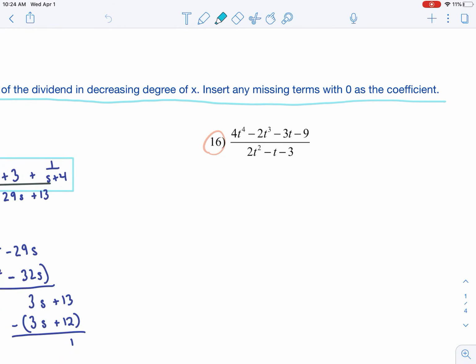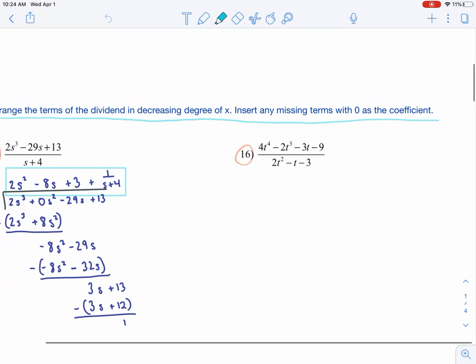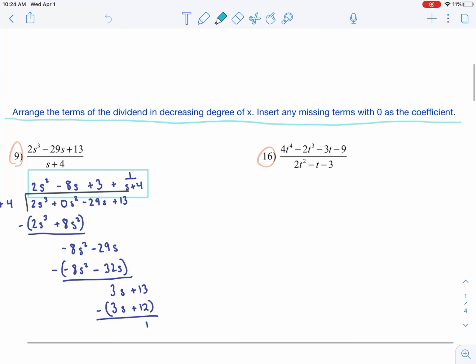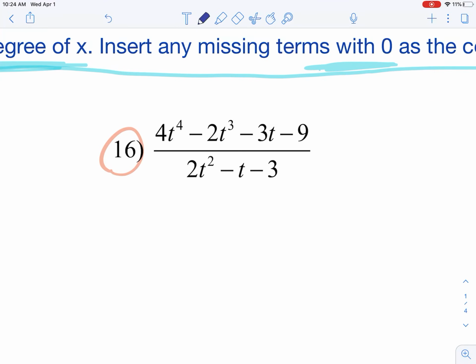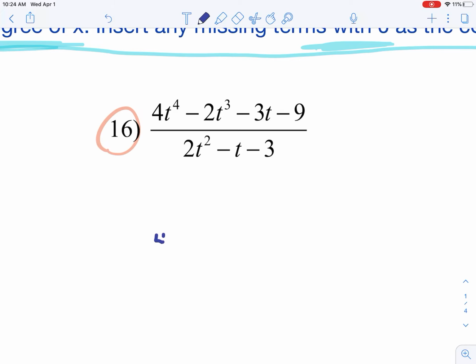Okay, number 16. Here we go. I'm going to rewrite it, making sure that my terms are in decreasing degree of t, and I put in a placeholder 0 for anything that's missing. So I don't have a t squared, so I'm going to put in a 0 for that one. Okay, first up to rewrite it. I need a plus 0t squared because I don't have a t squared term.